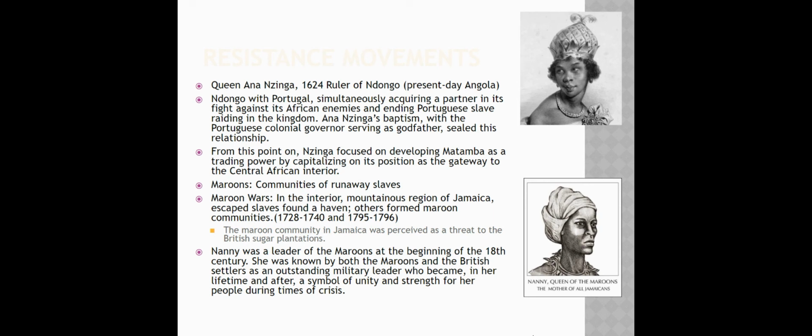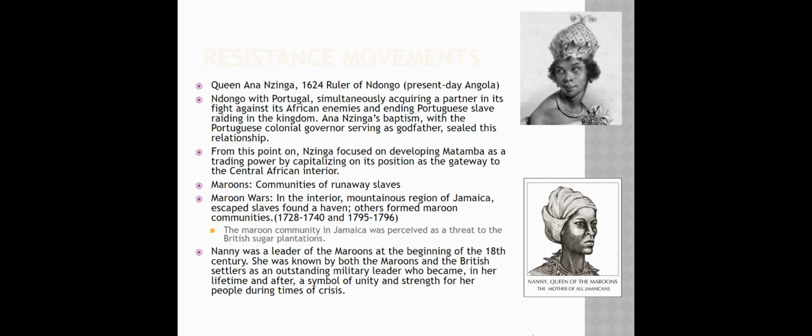Again, we would see the rise of Maroons. These are communities of runaway slaves. The Maroon Wars were another famous resistance movement that occurred in Jamaica. So in the interior mountainous regions of Jamaica, escaped slaves found a haven. They formed these communities, and the war that we're looking at in particular took place between 1728 and 1740. The second one between 1795 to 96. And these communities were seen as a threat to sugar plantations.